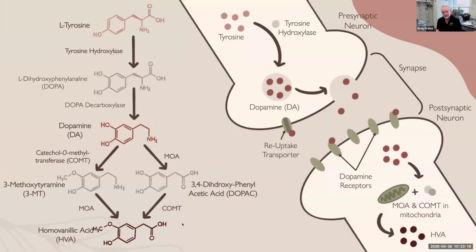So dopamine has a very similar situation. It is synthesized from the amino acid tyrosine by tyrosine hydroxylase. Again, that's the rate-limiting enzyme, the rate-limiting step. Dopamine can be broken down into three different metabolites, as Anna already explained: the HVA, 3-MT, and DOPAC.